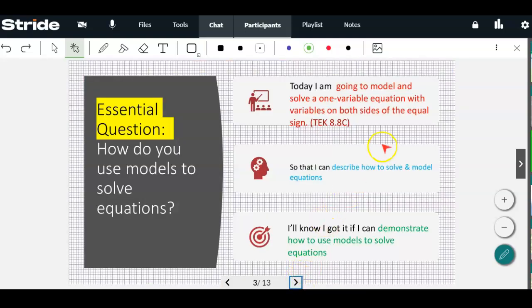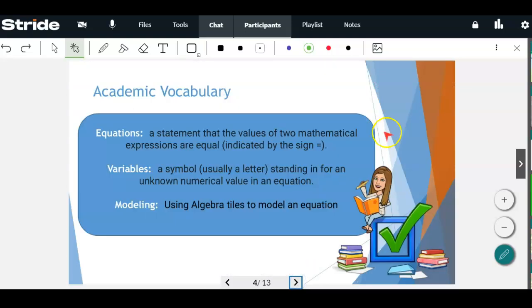All right, so what are we doing today? Today's lesson is I'm going to model and solve one variable equations with variables on both sides of the equal sign so that I can describe how to solve and model equations. I'll know I got it if I can demonstrate how to use models to solve equations. Here's our essential question: how do you use models to solve equations?